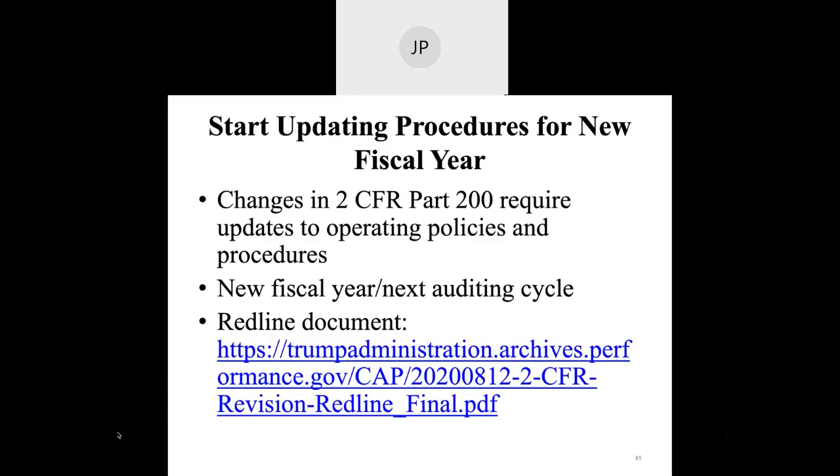I have a link here to a redline document that was produced last August when the changes were first announced, and it will allow you to see what was stricken from the previous version of the regulations and what new language has been added, which might make your updates faster.